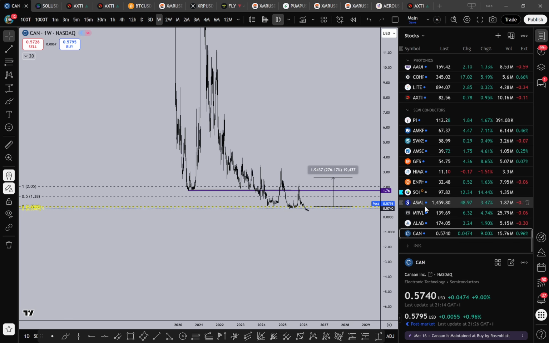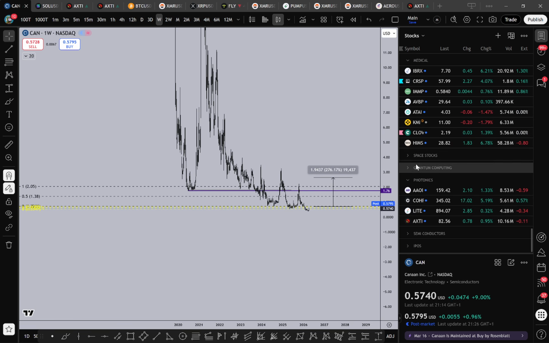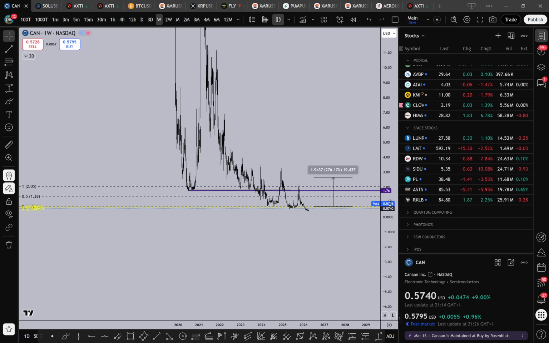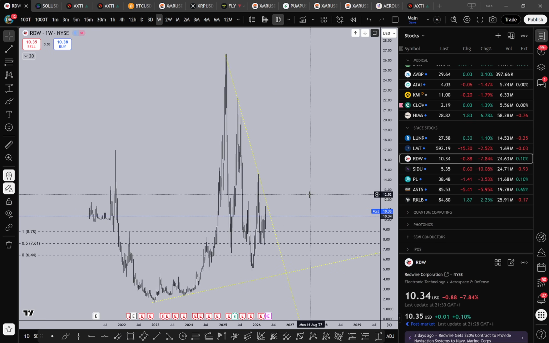But that's cap. So semiconductors, some medicals, some space stocks as well because of SpaceX and stuff. Again, that's something else I want to talk about as well. But let's quickly look at some space stocks.